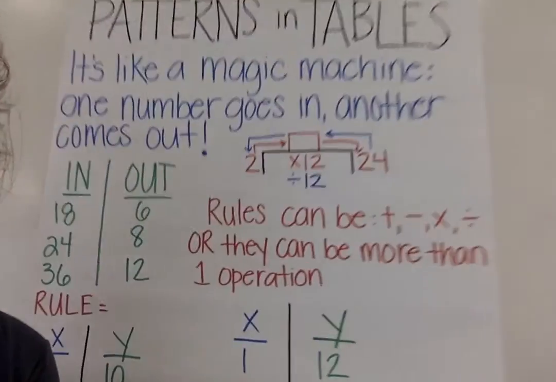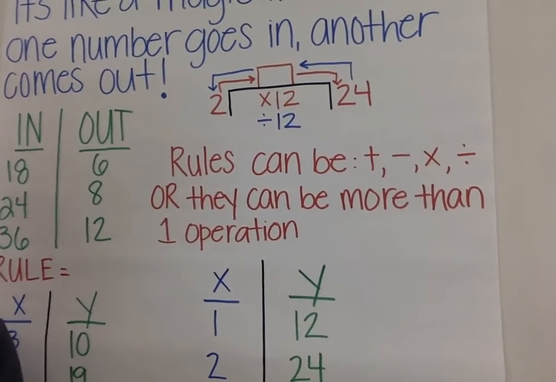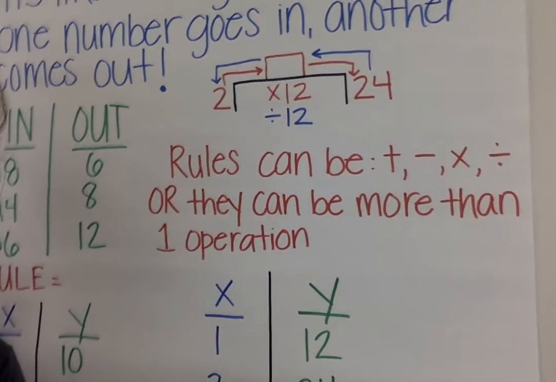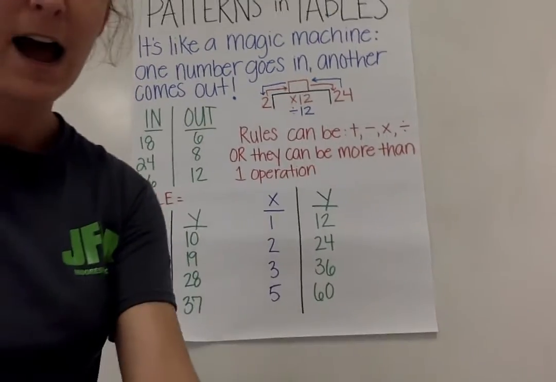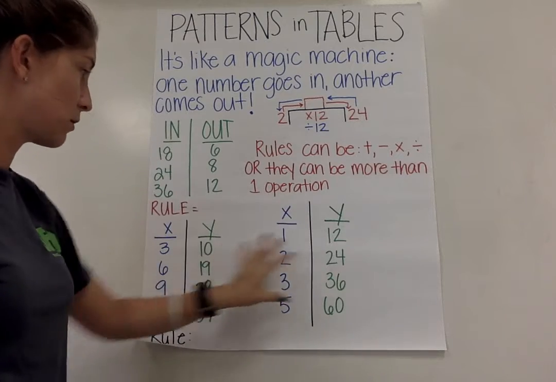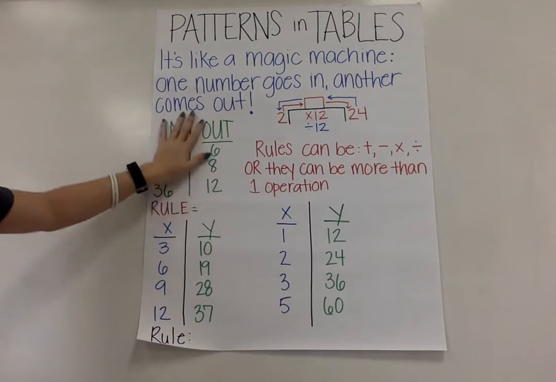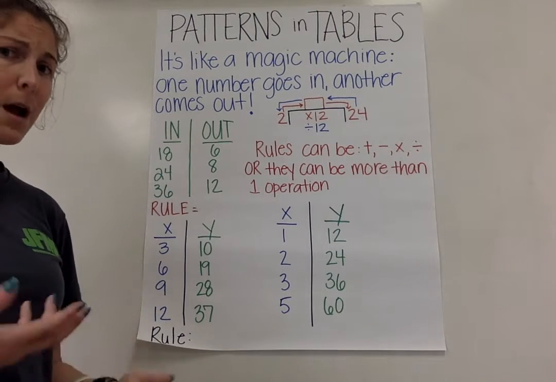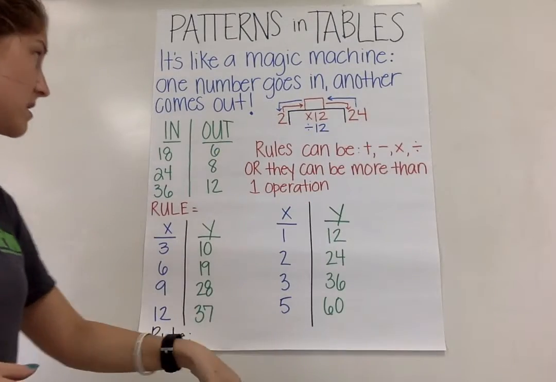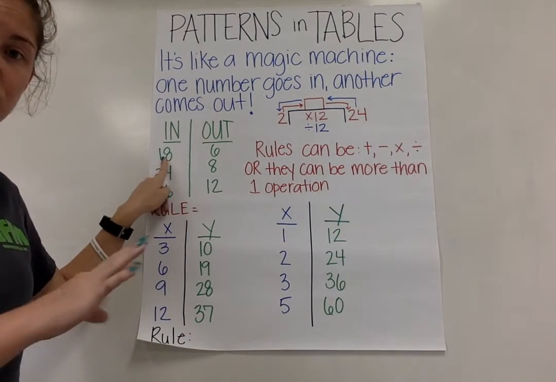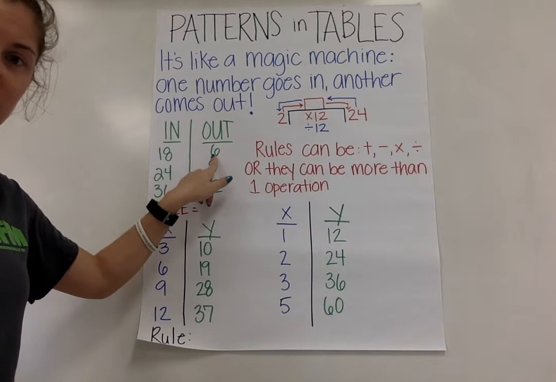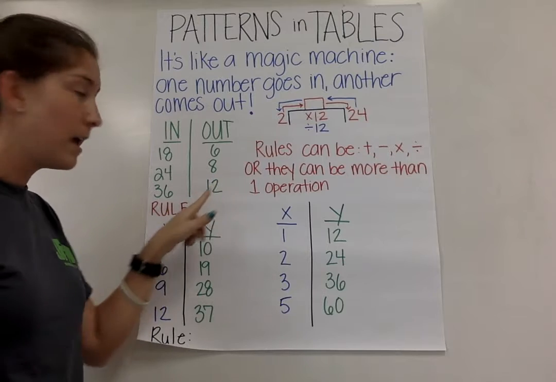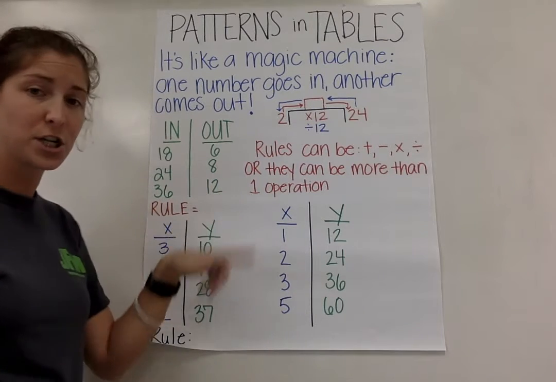So when we talk about patterns and tables, rules can be either adding, subtracting, multiplying, or dividing, or they can be more than one operation. So I have a couple examples right down here. You'll see 3 different examples. We're going to look at this green example first. I have in and then out. So you can think about a magic machine and kind of think about it like this. I put 18 into my machine, and then I push out 6. I put 24 into my machine, and I push out 8. And I put 36 into my machine, and I push out 12.